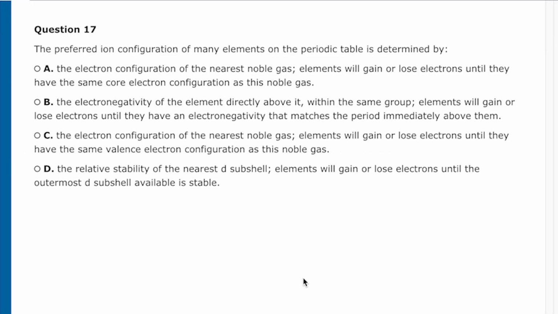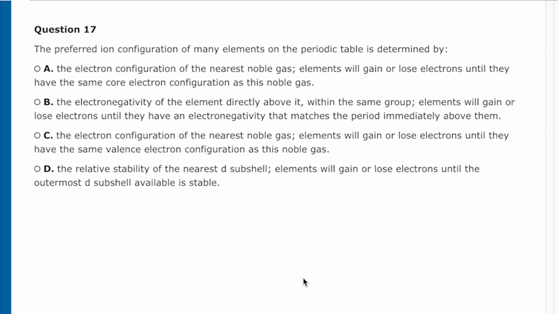We have to have some plus or minus charge. Let me see. So noble gas. A and C both mention noble gases. B and D do not. So maybe noble gases is something related to it. The first part of A and C are both the same. Elements will gain or lose electrons until they have the same core electron configuration as the noble gas, or elements will gain or lose electrons until they have the same valence electron configuration as the noble gas.